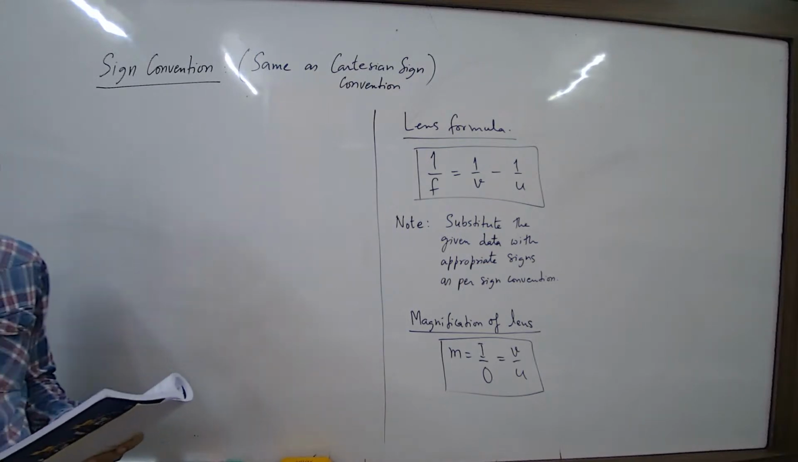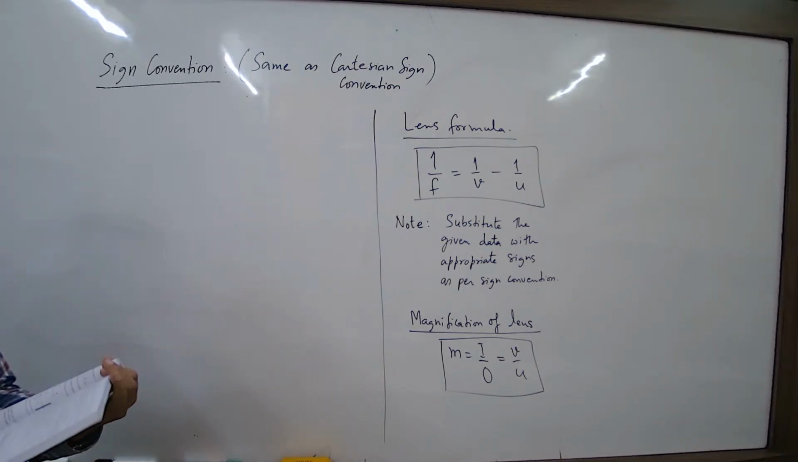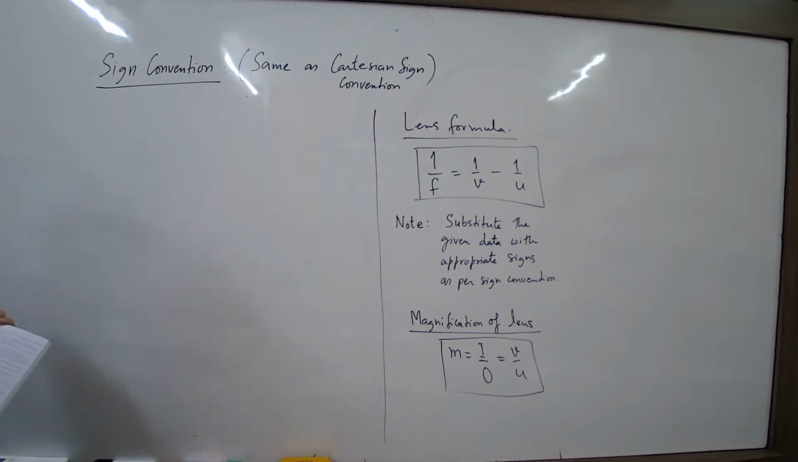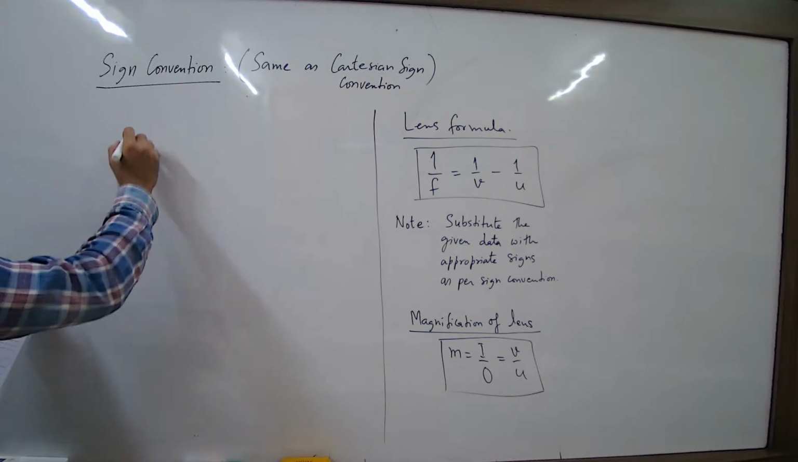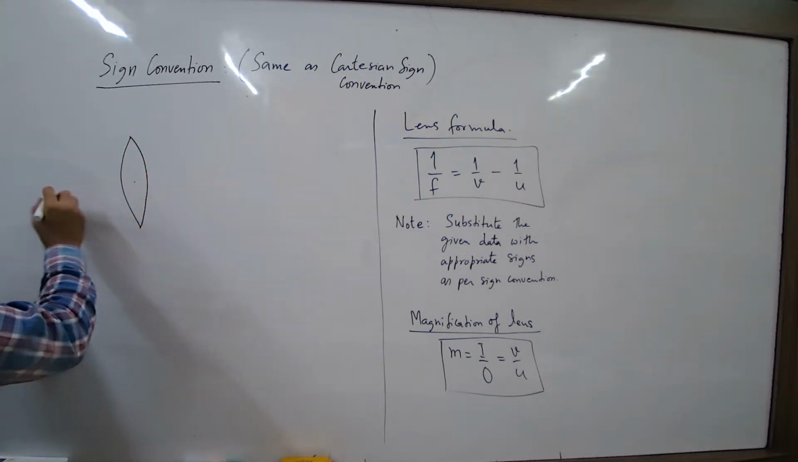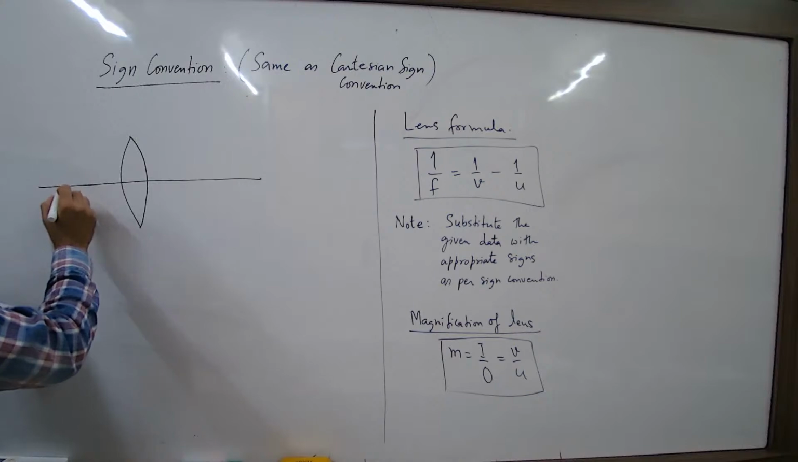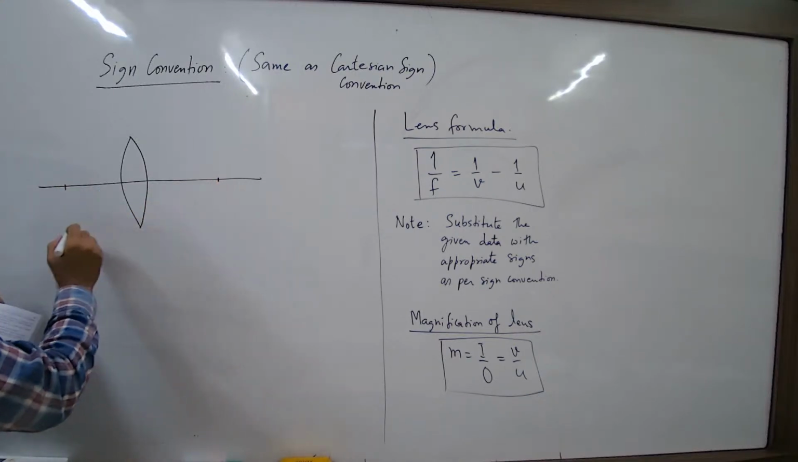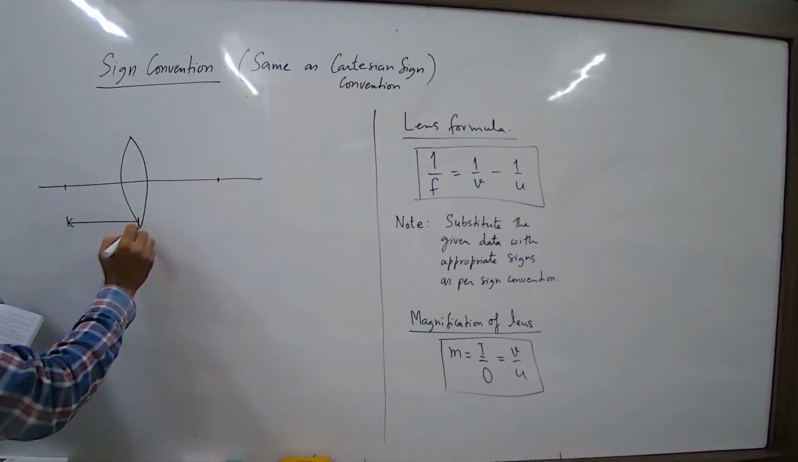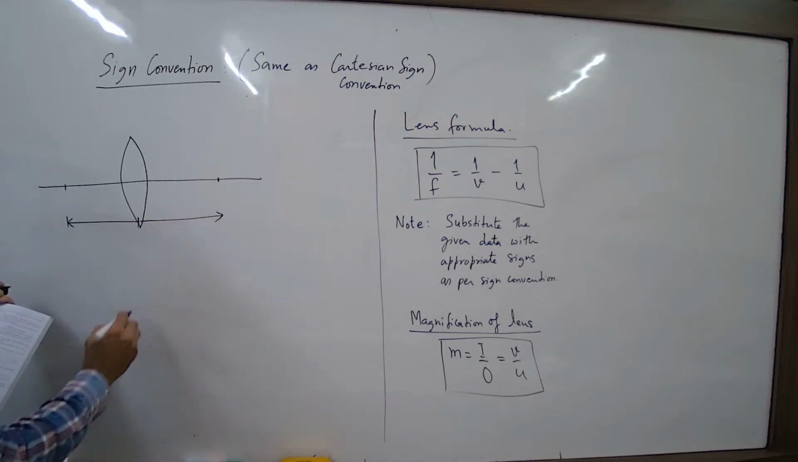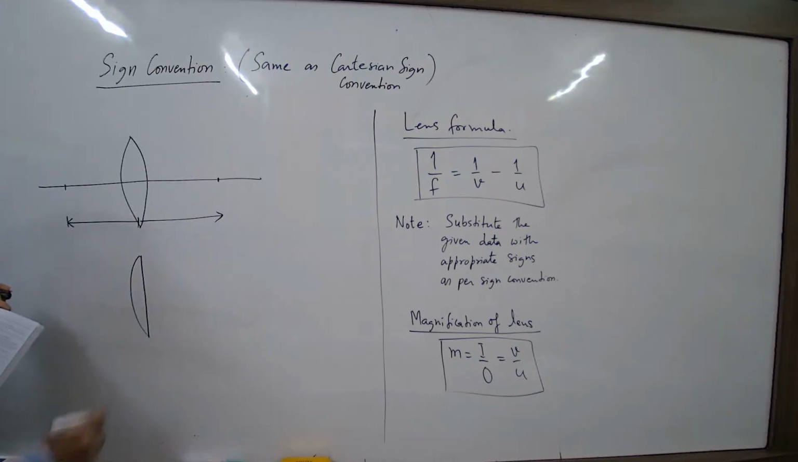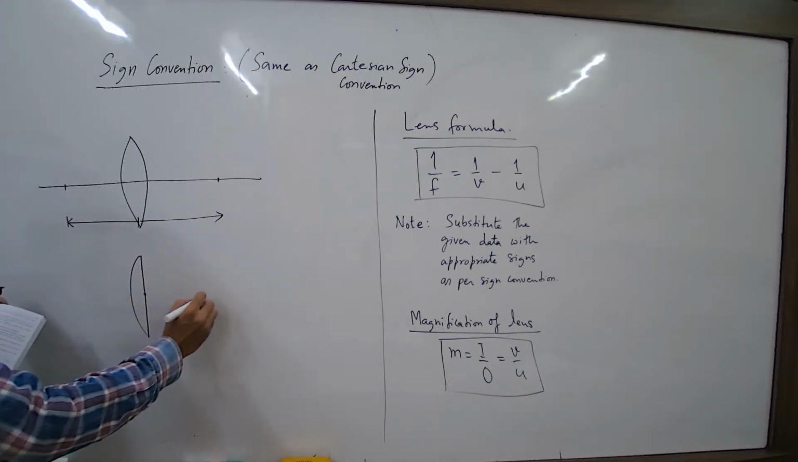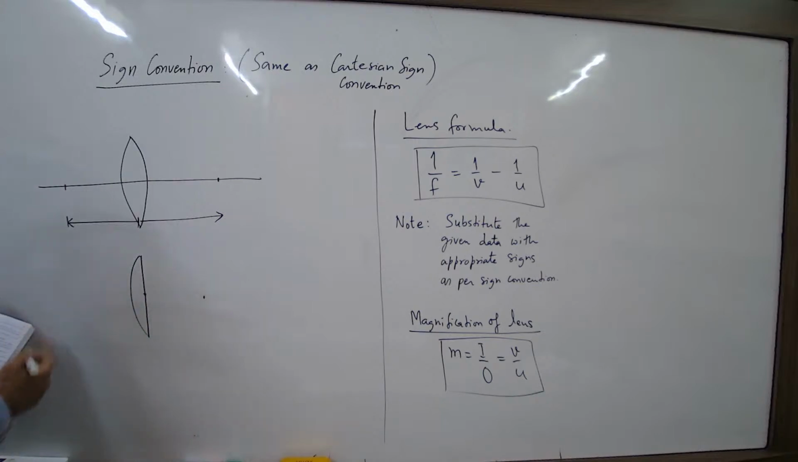Both curvatures should be same, isn't it? So if you have a convex lens like this, it will have both the focal lengths at the same distance, isn't it? But if you had a lens like this, then this will have a focal length here, but it will have an infinite focal length on the other side because it is a plane surface.